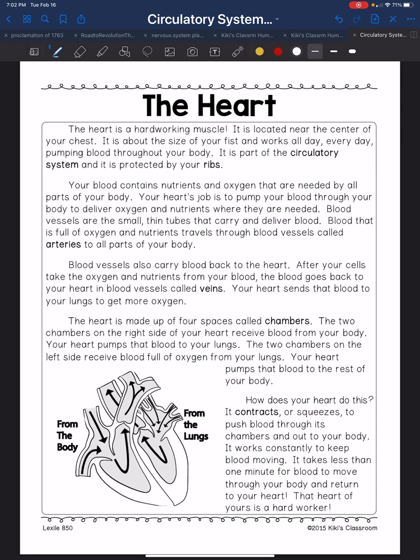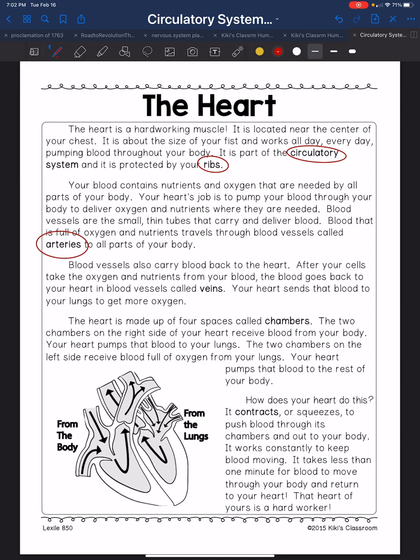Blood vessels are the small, thin tubes that carry and deliver blood. Blood that is full of oxygen and nutrients travels through blood vessels called arteries to all parts of your body. And I like to circle them as I go along, just so they stick out to you and to me. I meant to do this before I started. Oopsie daisy. Blood vessels also carry blood back to the heart.